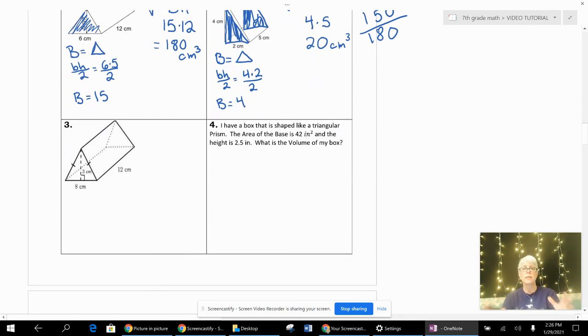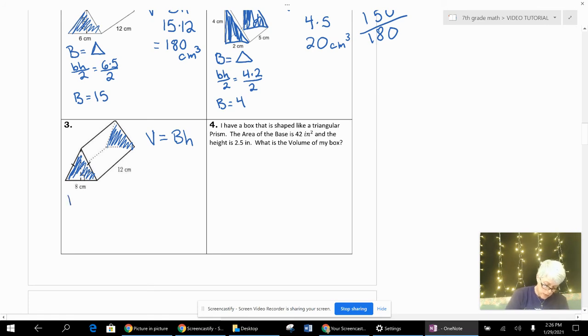Again, it's tempting to say that the base is a rectangle on the bottom, but there's nothing parallel. There's not another side parallel to that. So it's the triangles again on either side. So I'm going to go ahead and shade in this triangle and shade in that triangle. I'm going to write the formula. We always start with the formula.